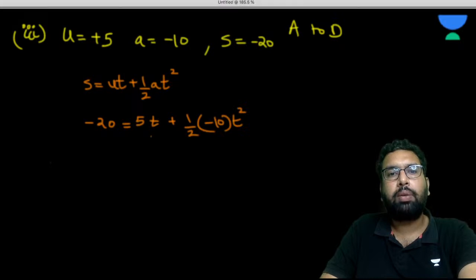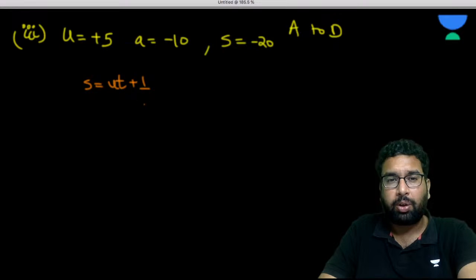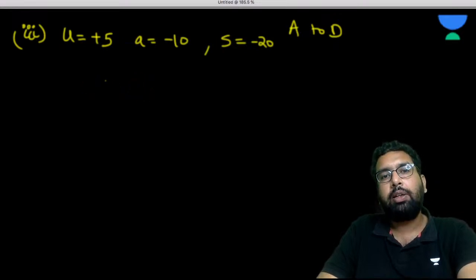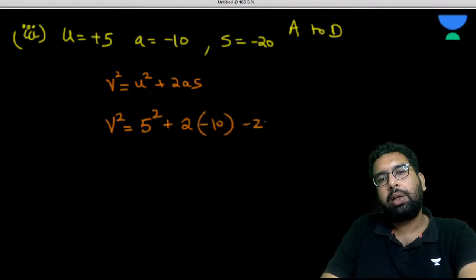We can do it like this. Basically, we have to find the final velocity. Why unnecessarily, because for this we would have to find the time first of all. So we can use this equation easily. V square is equal to u square plus 2as. So final velocity square is equal to initial velocity square plus 2 into minus 10 into minus 20.